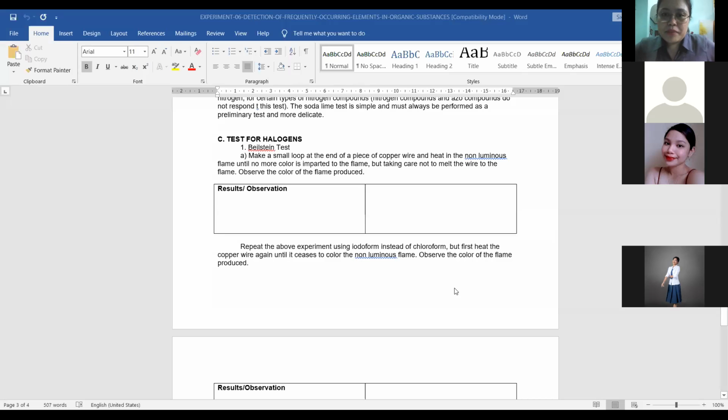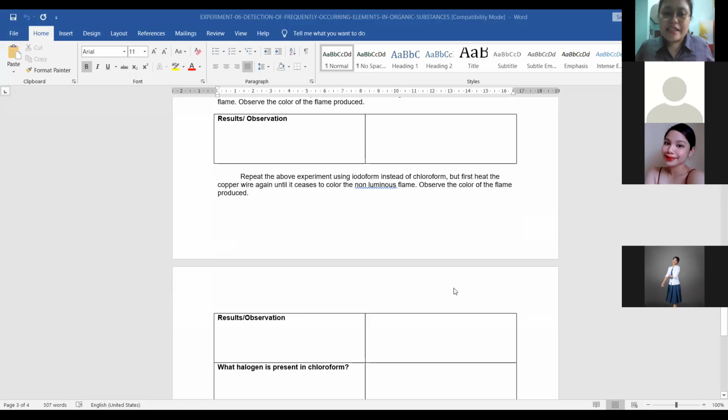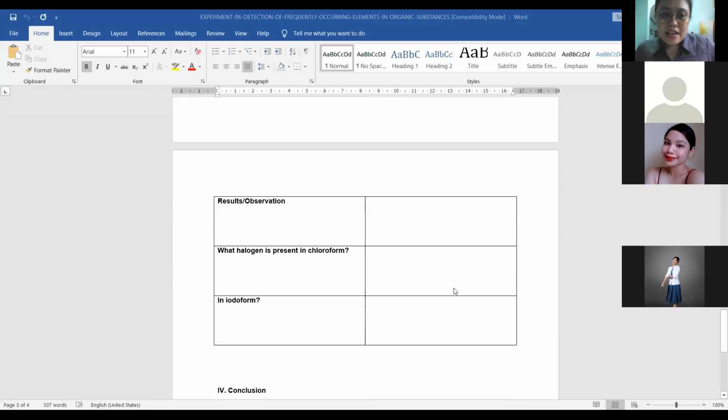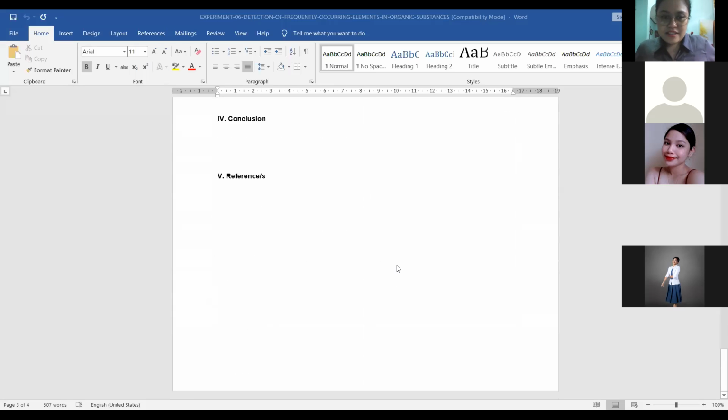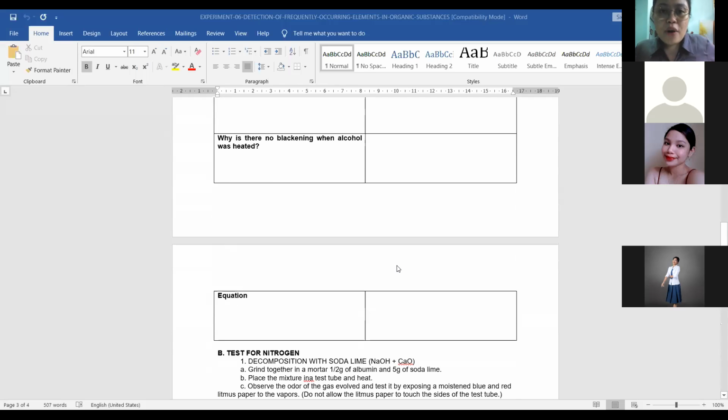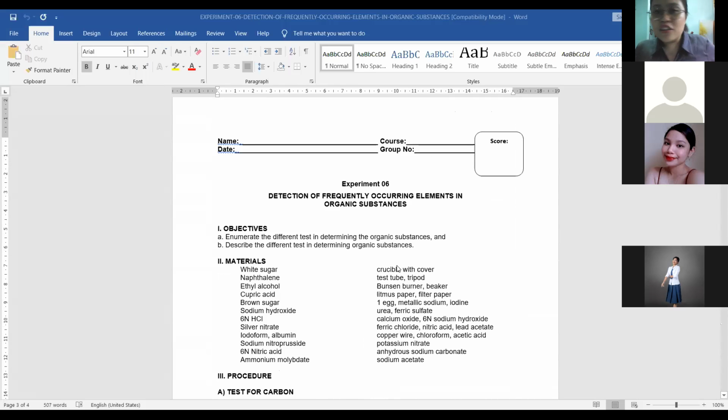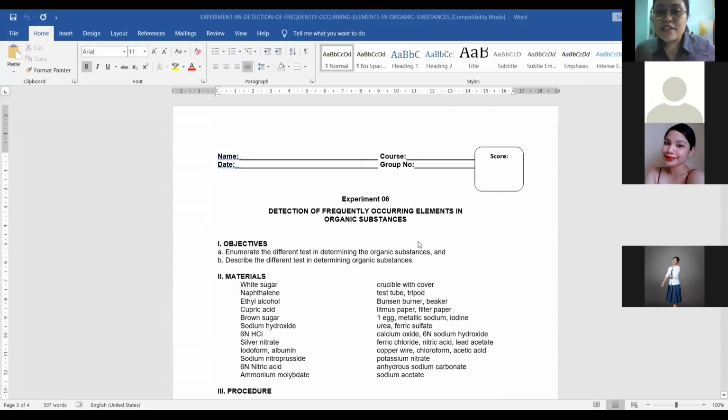So this time it will be the blue-green color. That is what we should see when we do this test. So it detects the presence of halogen. So their answer is correct, that the halogen present in chloroform is chlorine, and for iodoform you have iodine. So these are examples of the tests we conduct to detect the presence of the frequently occurring elements in our organic substances.